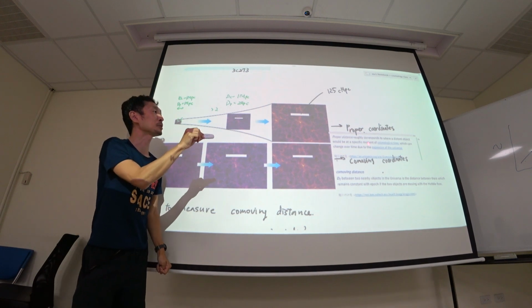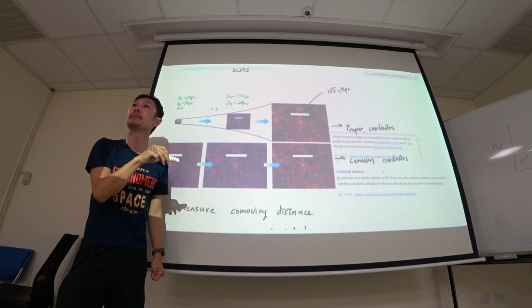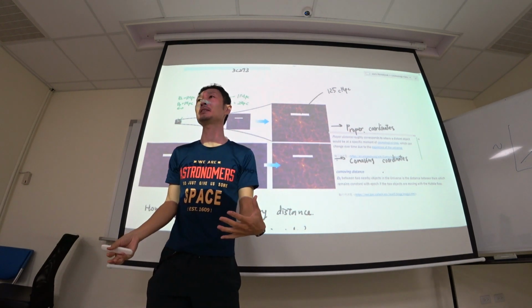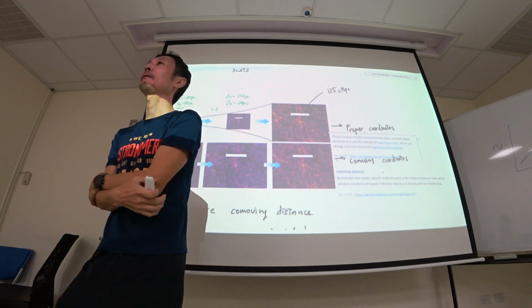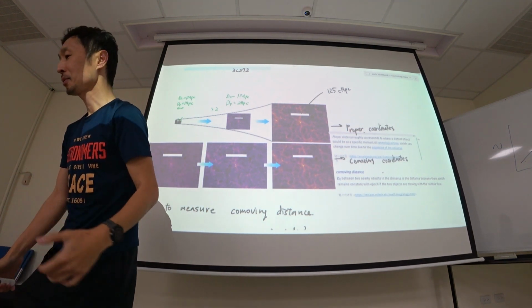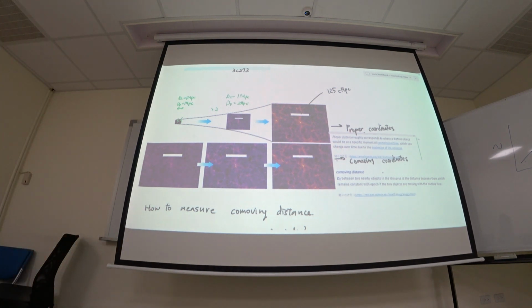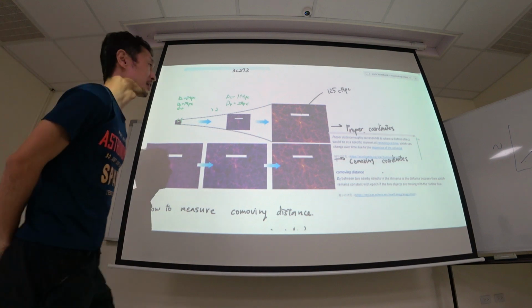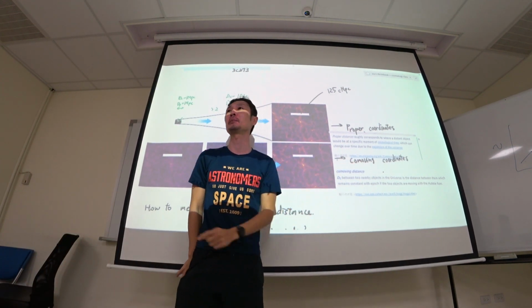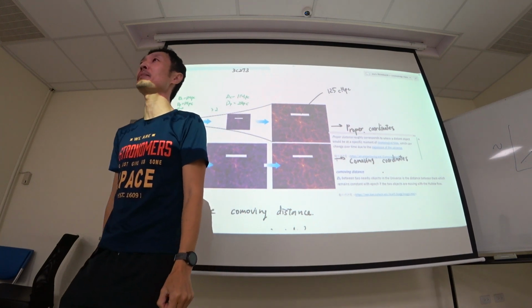Because these two numbers are not the same. Often, if you are talking about large distance, yes, we usually choose now to be the co-moving distance. When we are talking about cosmology, or very long distance, we are usually using co-moving distance.